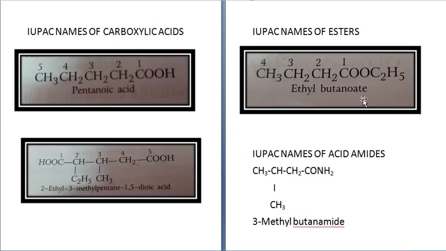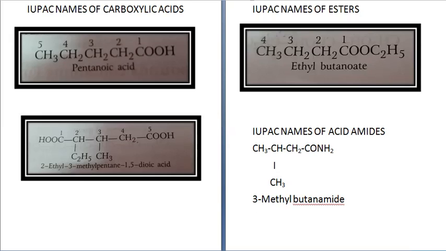Now next we come to IUPAC naming of carboxylic acids. In carboxylic acids, the term OIC acid is added. It is called alkanoic acid. Let's see over here, CH3, CH2, CH2, CH2, COOH. Total how many carbons? 1, 2, 3, 4, 5. This carbon is included and numbering is from this carbon only. So it is called pentanoic acid.